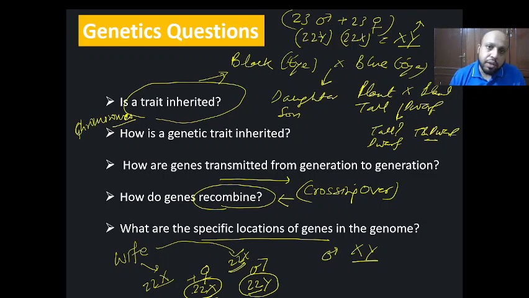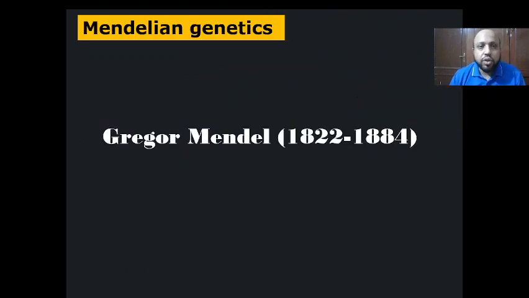Who coined the term genetics? The terminology genetics was coined by Bateson. The father of genetics is Gregor John Mendel, and based on this, it is also called Mendelian genetics, as you can see here. When we refer to Mendelian genetics, we are basically referring to the transmission of characters from one generation to another.